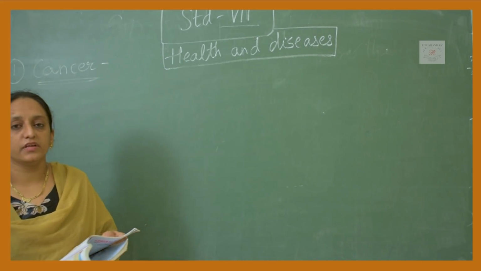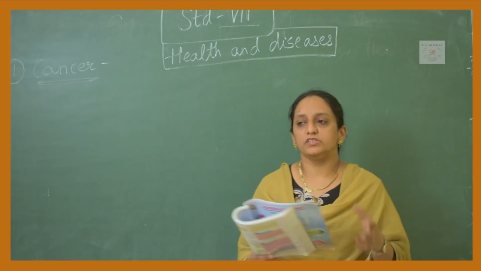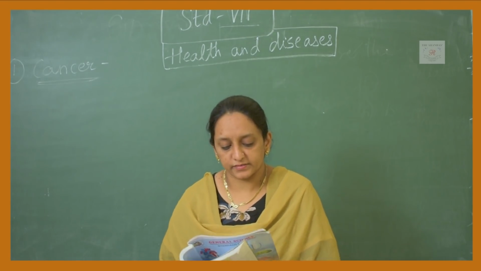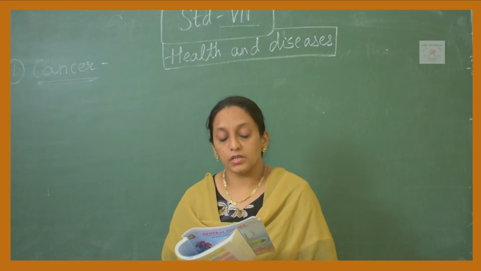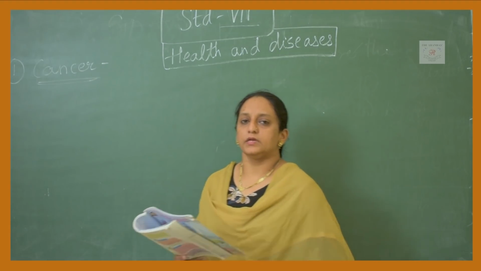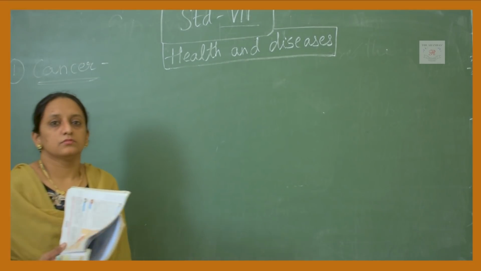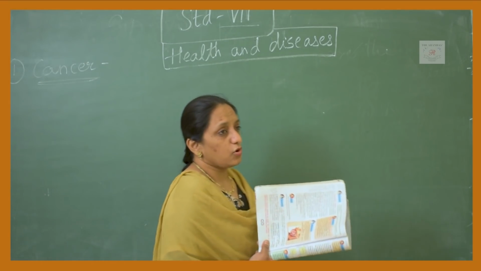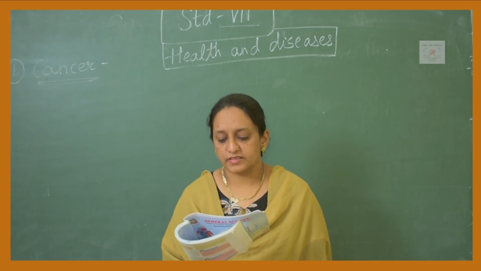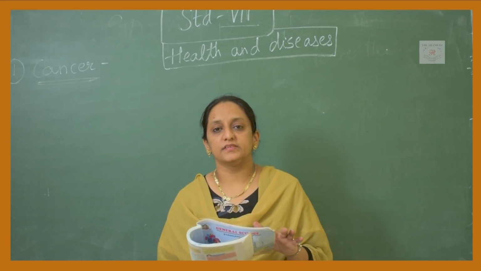Cancer can occur in various organs. You know our body is made up of various organs, and you should know which organs in our body can be affected by cancer. See, cancer can occur in the lungs, which are responsible for breathing in our body. Cancer can occur in the mouth because of addiction to many harmful substances like tobacco, chewing and smoking. Because of that, a person can get cancer.